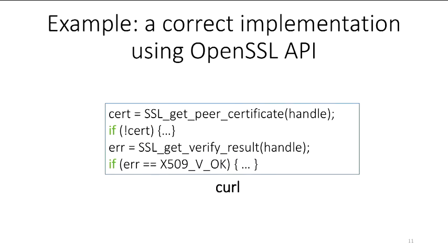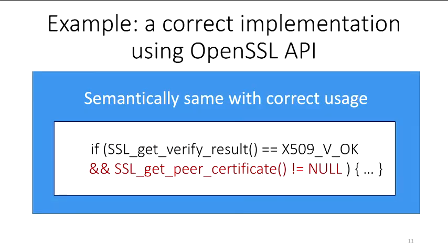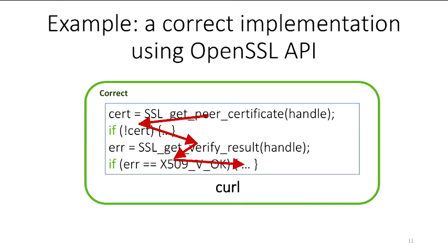Here is a correct use of this API in the Kernel. First, it calls SSL getPeerCertificate and checks whether it is non-null or not. If we follow the false path, then it calls SSL getVerifyResult and checks whether it is OK or not. If we follow the true path, then actually this path is semantically the same as the correct use. So it is a correct use.